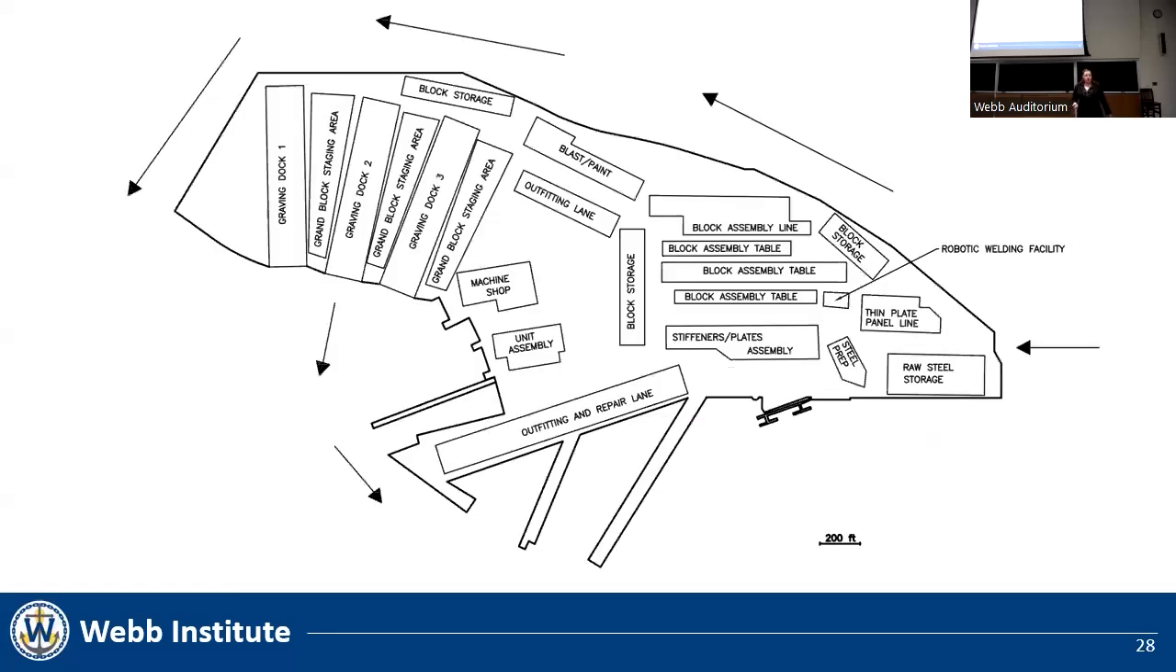The new shipyard is as follows, starting with the raw steel storage in the south end of the yard as discussed previously, moving on to the block assembly lanes, then transfer to the blast and paint and outfitting, before getting moved to the grand block staging area where the grand blocks are finally erected and launched to the outfitting lanes at the south side of the yard.